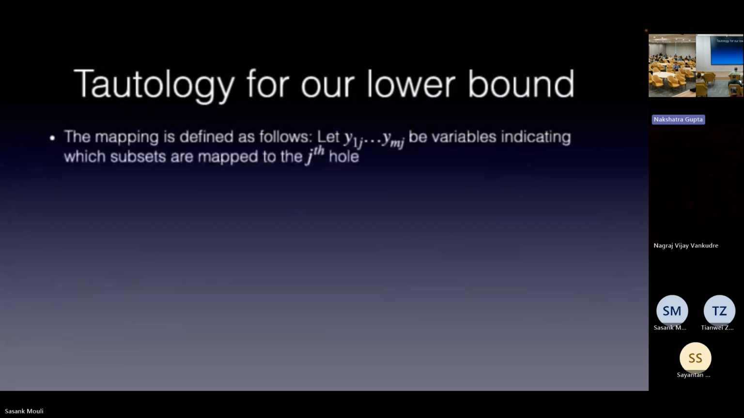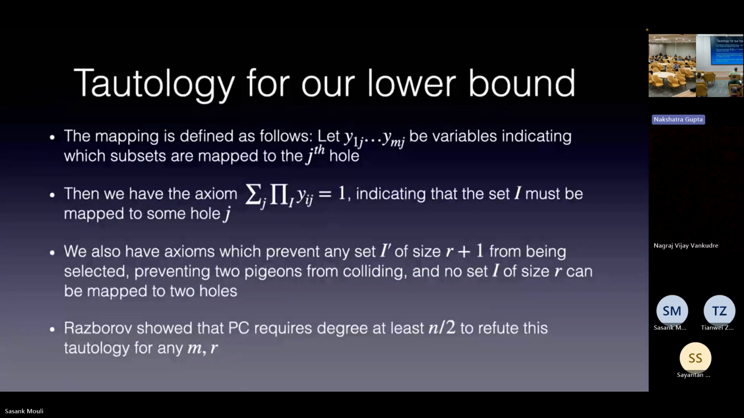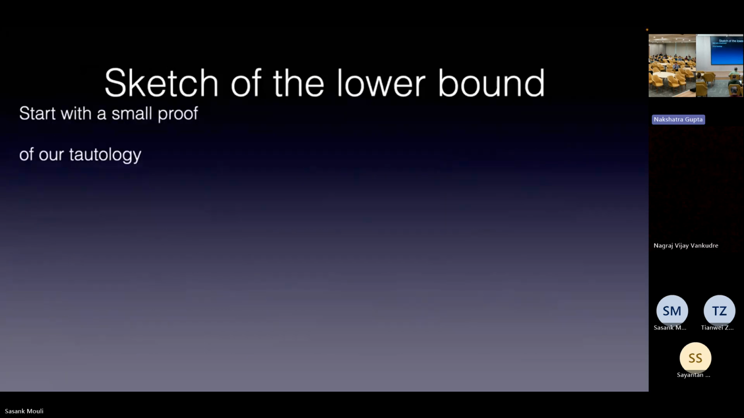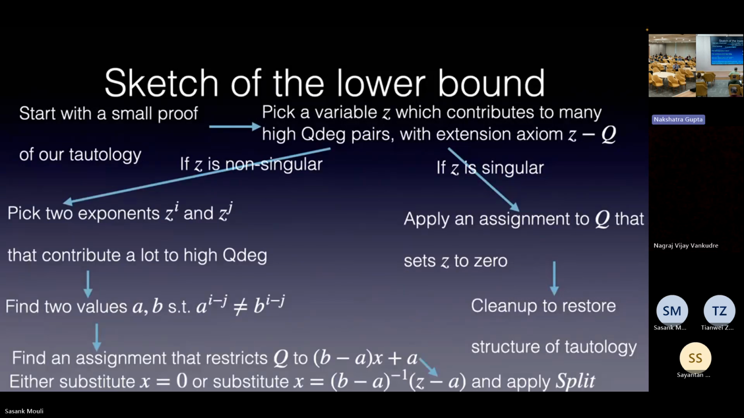Again, I have some more technical stuff which I don't have time for, but the axioms look something like this. This product term denotes one pigeon, where it's a subset. The subset i of the universe denotes the ith pigeon, and this product denotes that this pigeon goes to the jth hole. So we have axioms saying each pigeon has to go to some hole, and no two pigeons go to the same hole, and so on. I'm going to skip over all this technical part. This is just a sketch.